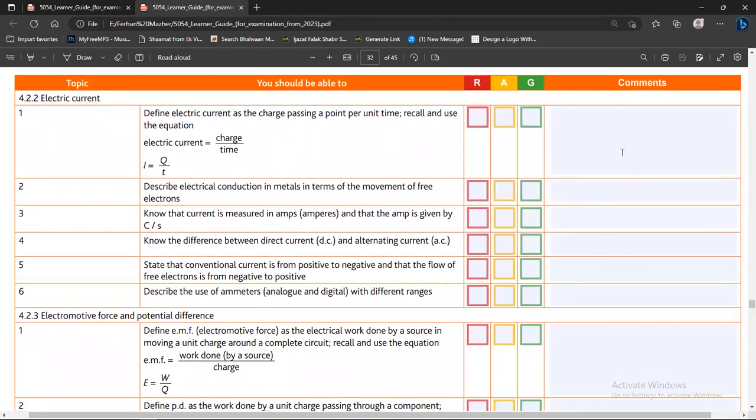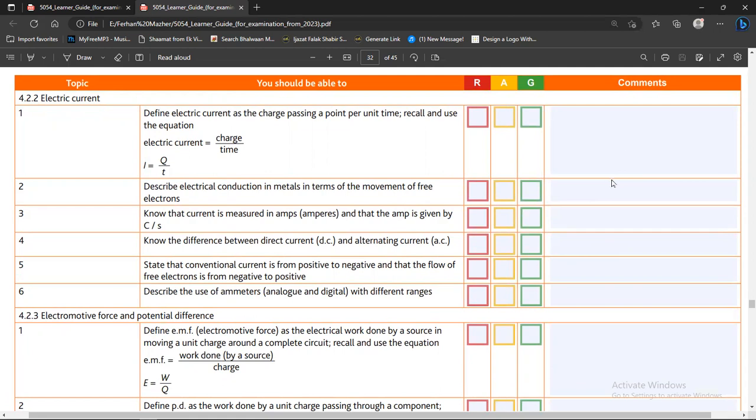Electric current. Define electric current as the charge passing a point per unit time. Recall and use the equation: electric current is equal to charge divided by time, I equals Q divided by time.